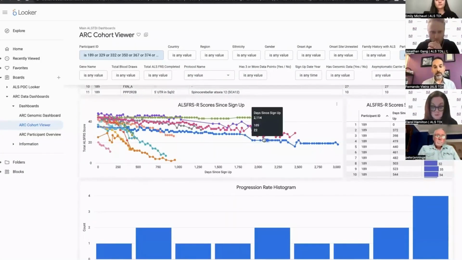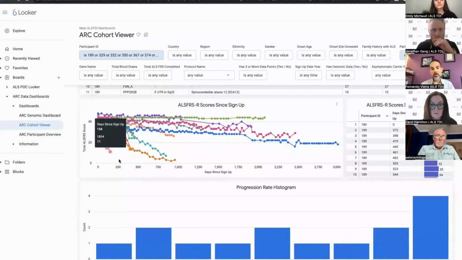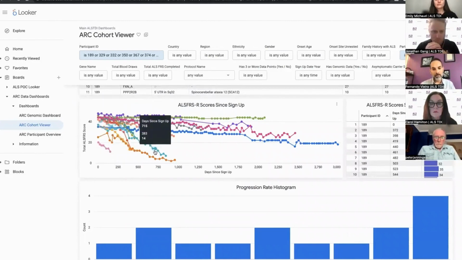And what we see here for C9, at least in our cohort, is wide variability in clinical presentation, with some people having very slow progression and some people having much faster progression. And this is all people harboring the same or similar mutations. So there's a lot of power, though, in being able to quickly look at these data.